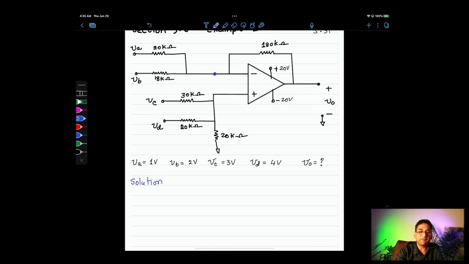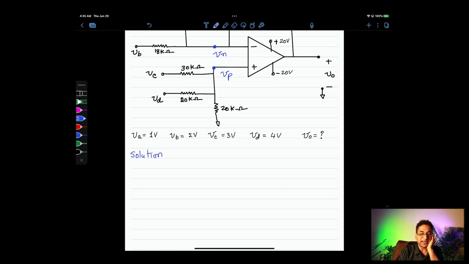If only I knew the value of Vn, the node voltage there, I could write KCL at that node. But not to worry, we have seen that if we can find out the value of Vp, that should equal the value of Vn because of the virtual short. So let's try to write KCL at Vp, just so we can find the value of Vp.